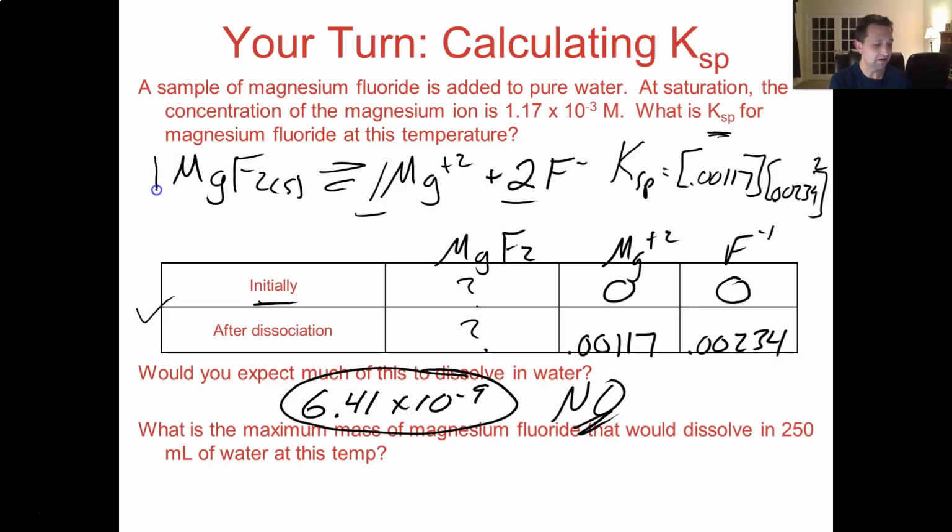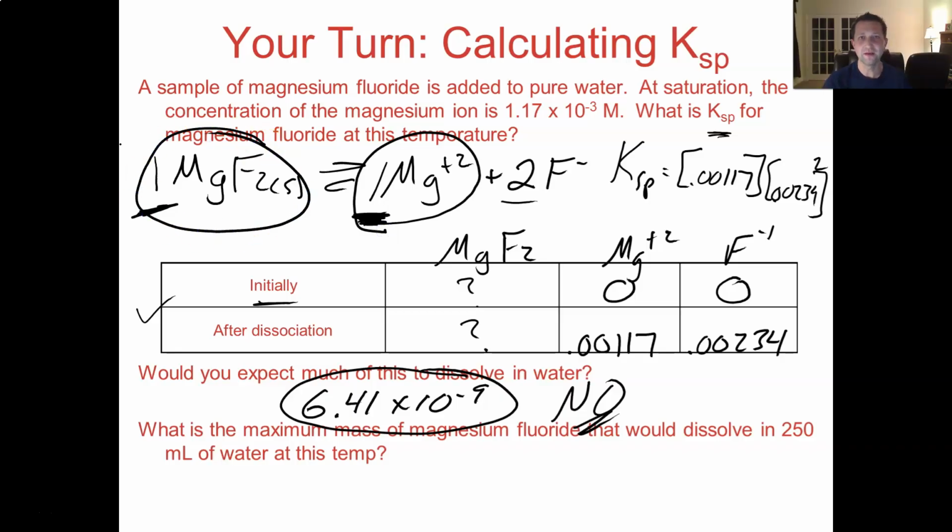Well, look what you have here. The coefficient on magnesium's ion is 1. The coefficient on magnesium fluoride is 1. So the molarity of magnesium ion will be the same as the molarity of magnesium fluoride because it's a 1-to-1 ratio. So look, you have the molarity of magnesium. It's 0.00117 molar. That has to be your initial concentration of magnesium fluoride. Okay? So let's figure it out based off of that.